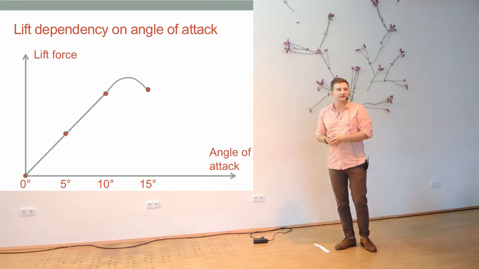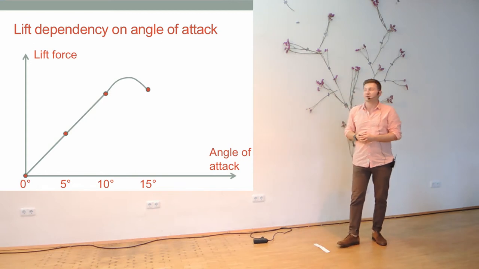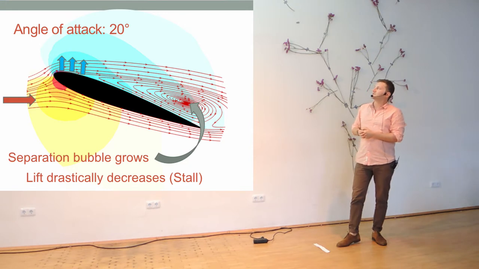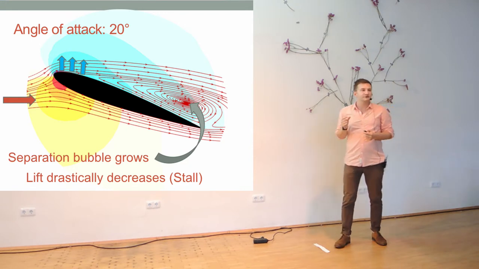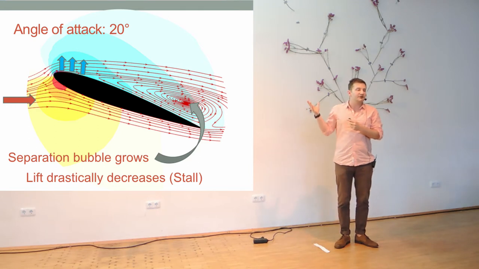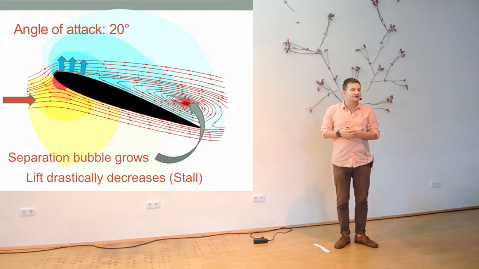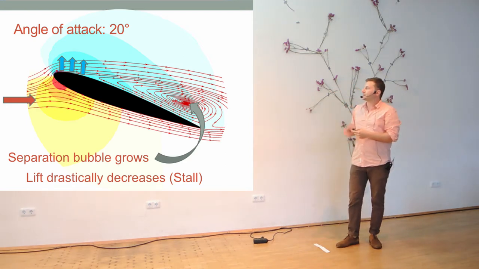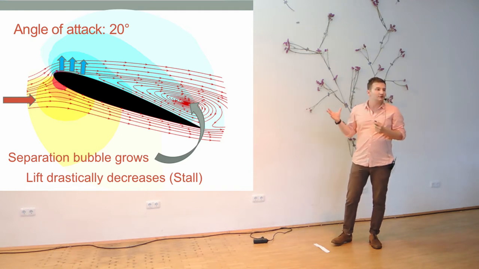Now we try some really high angle of attack. Here you see the separation bubble is really huge. That's why this airfoil produces only a tiny amount of lift, and we can't use this airfoil anymore at such a high angle of attack. It's pretty difficult. And this situation is pretty dangerous. We call it a stall.